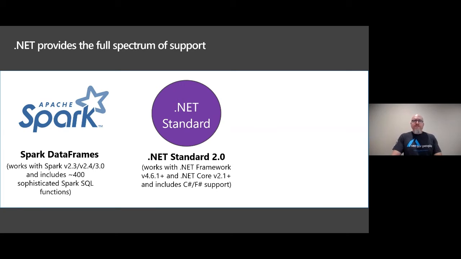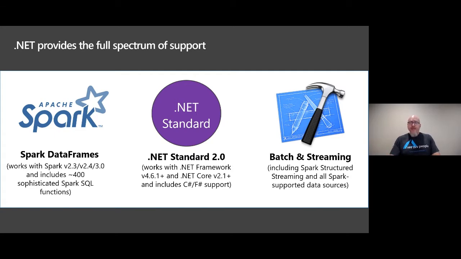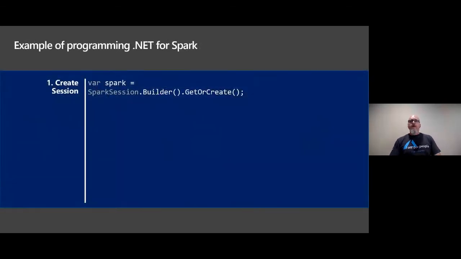We target .NET Standard 2.0. That means it's cross-platform, whether you're on a Windows, a Linux distribution, or a Mac OS, you're able to use .NET for Apache Spark, and that includes C# and F# support. And it includes all the support you need for batch and streaming. So whether it's an offline workload that runs in the background or if it's a continuously updated workload, those are all supported.